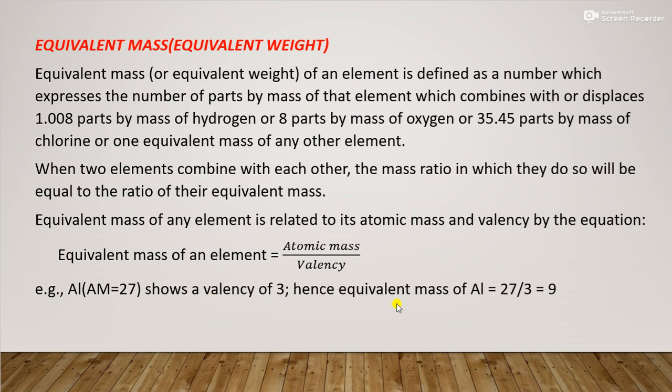Then equivalent mass of any element is related to its atomic mass and valency by the equation: equivalent mass of an element equals atomic mass divided by valency. For example, in the case of aluminium, atomic mass equals 27, which shows a valency of 3. Hence, the equivalent mass of aluminium equals 27 divided by 3, that is 9.